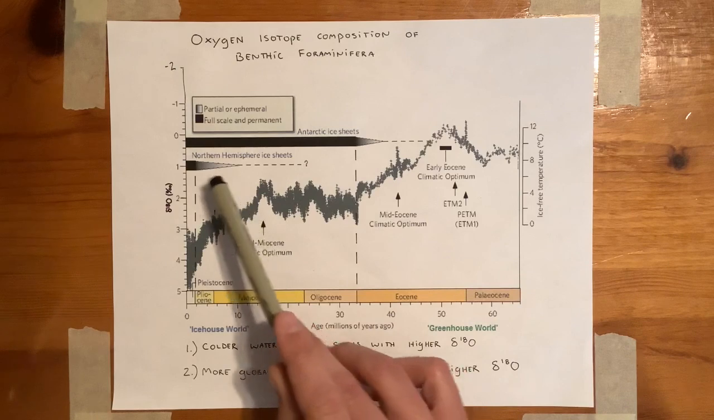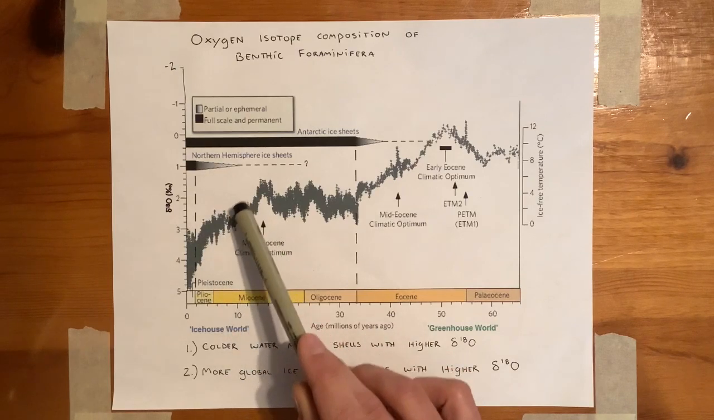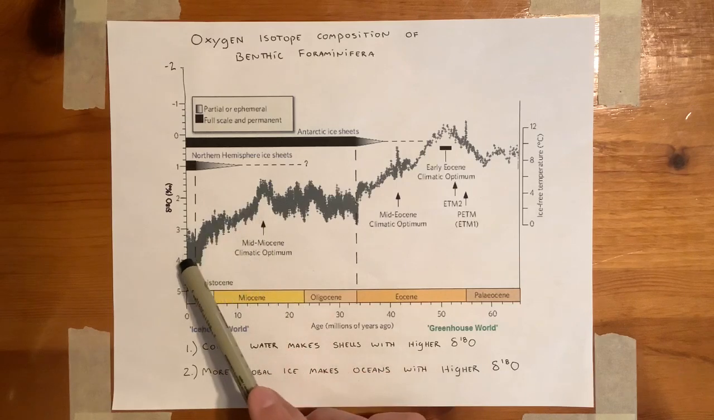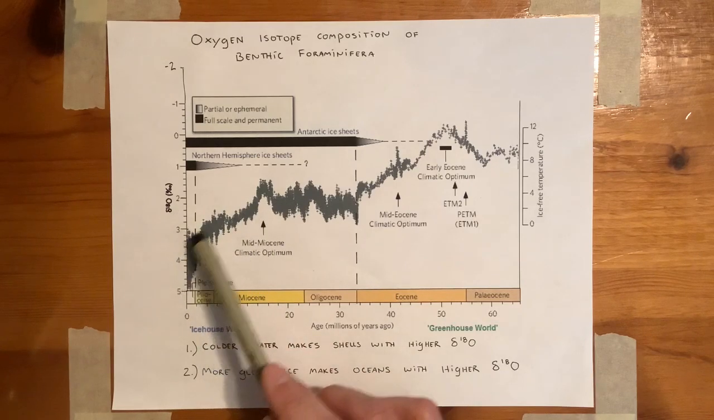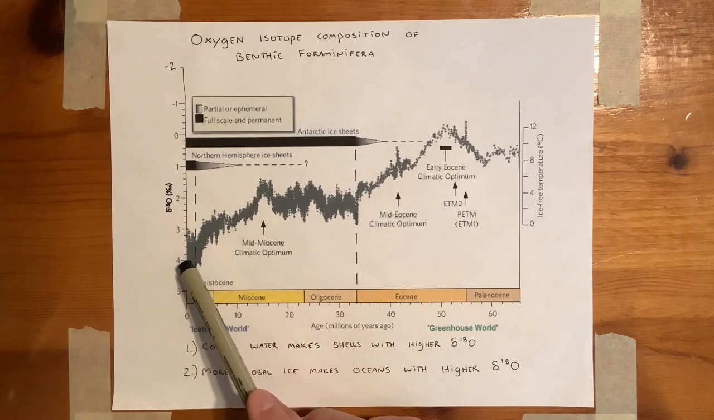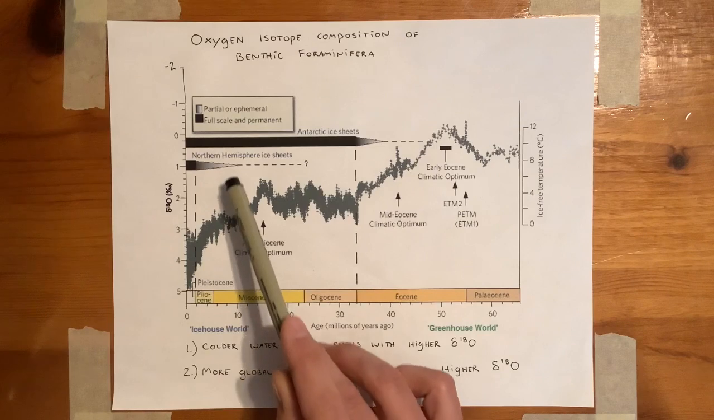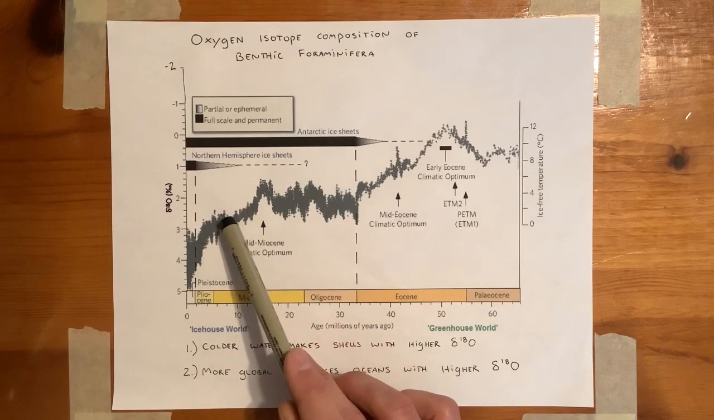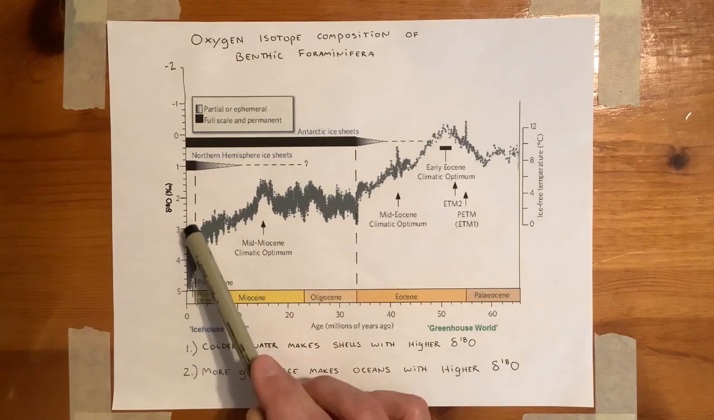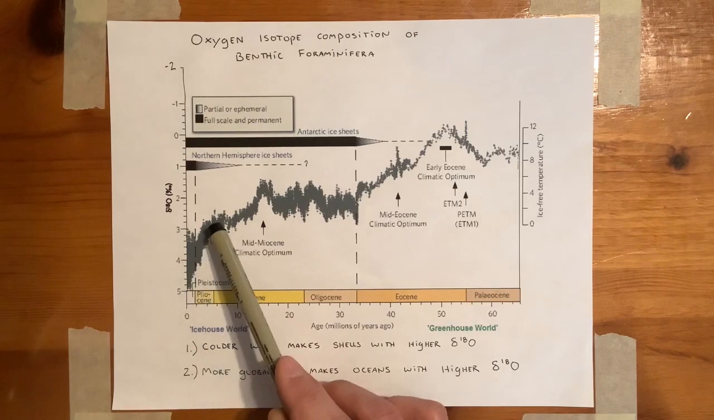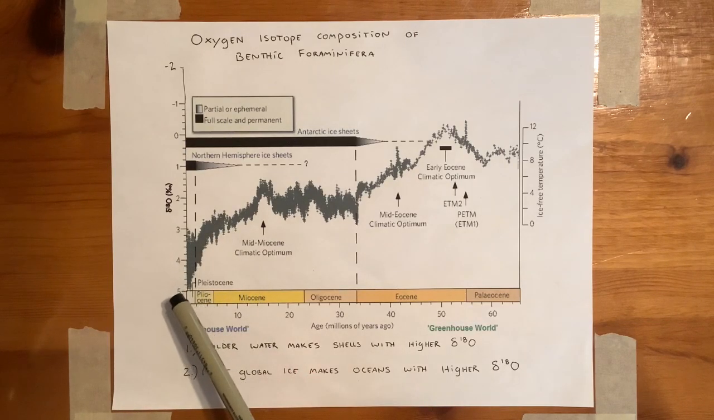Once northern hemisphere ice sheets start to appear, there's a pronounced drop, or well, actually, this is an increase. Remember, in delta 18O values, right? So an increase in delta 18O values and a drop in global temperature is how that's interpreted. All right, so once we start to see ice in the northern hemisphere, there's a big drop off and then a lot of spread.